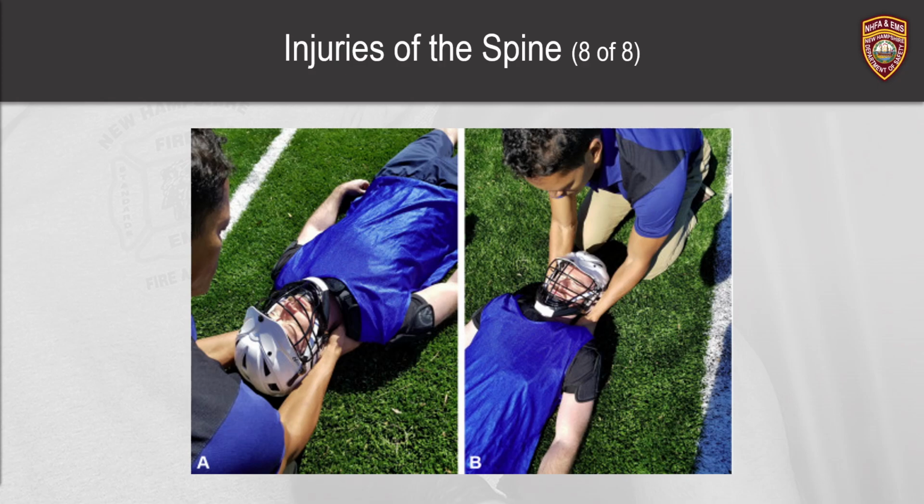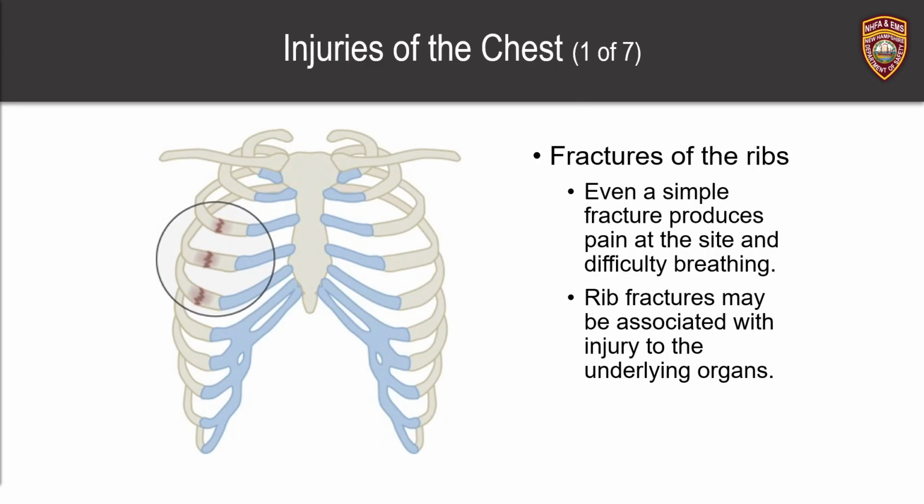Thank you. All right, so let's get into injuries of the chest. So the chest cavity contains some pretty important stuff, your lungs, your heart, some major blood vessels. That stuff's pretty important, and we don't want it injured. And so, fortunately, we have developed a bony cage which protects all of those organs.